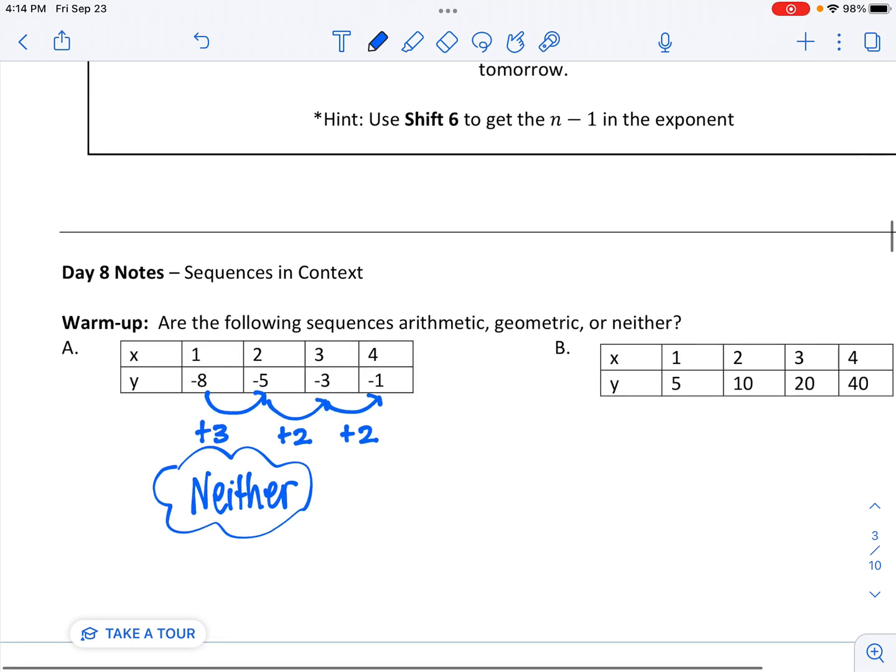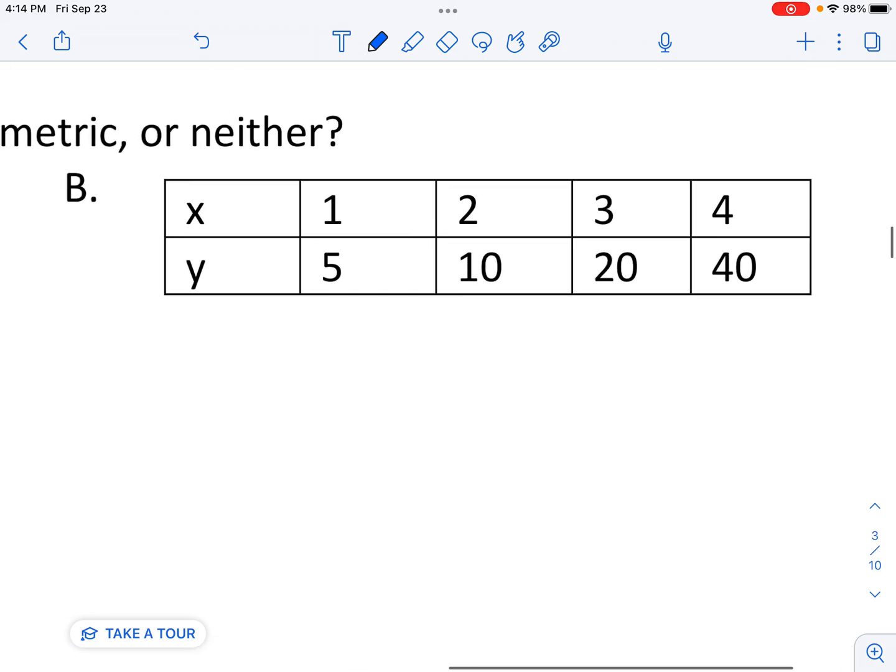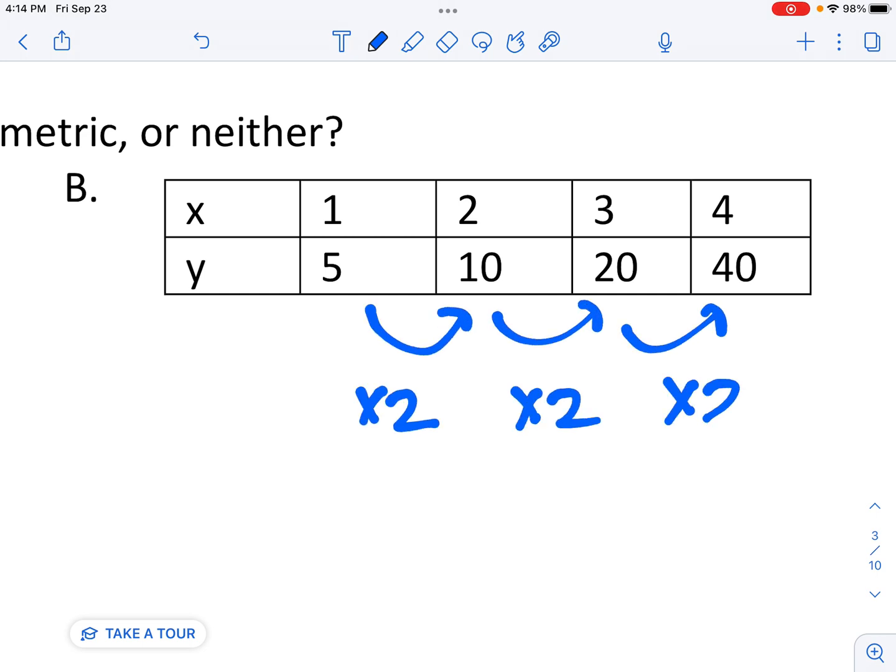Let's take a look at the second sequence. So we have 5, 10, 20, 40. And this one is multiply, and it's multiply by 2 every time, and so this would be a true geometric sequence.